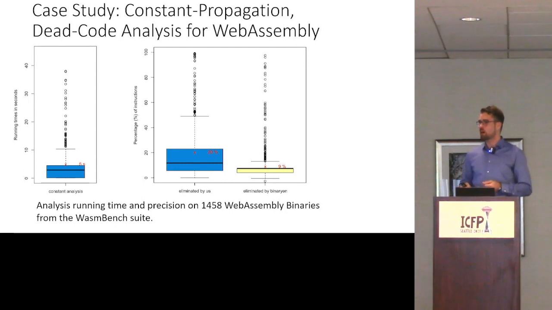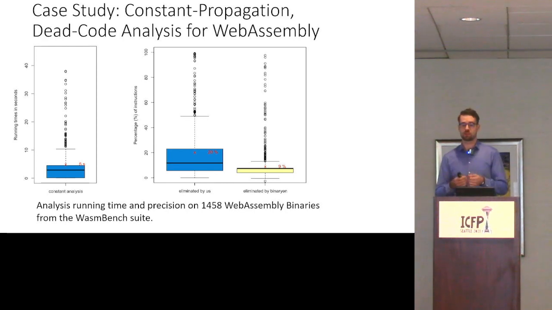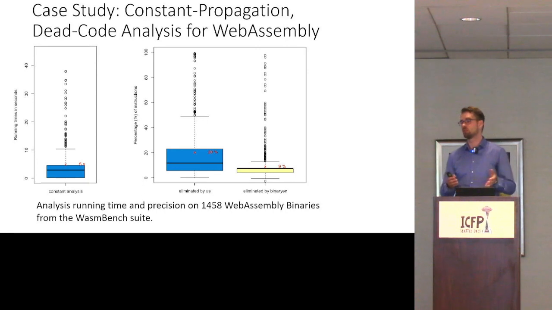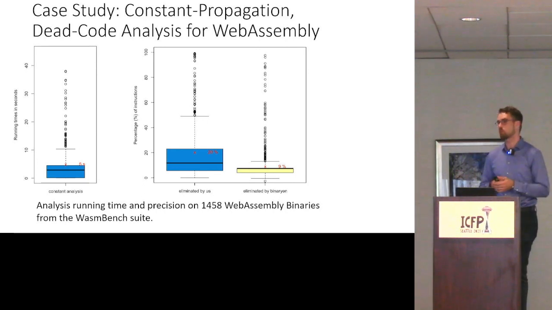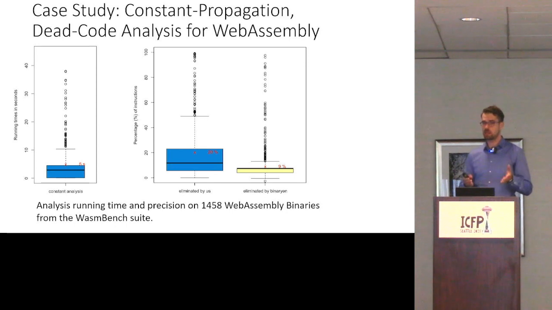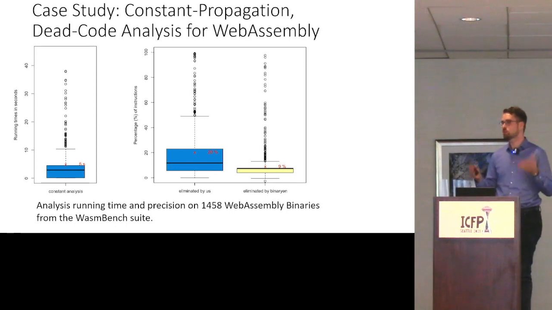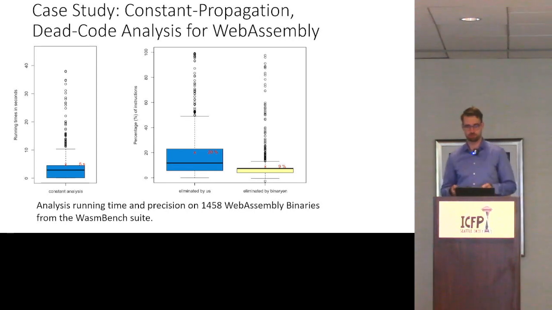The right graph shows the precision of the analysis, namely the percentage of instructions which are surely dead and can be eliminated from the WebAssembly binaries. And for this, our analysis was able to eliminate 20% of the instructions on average, which is more than the industry-leading tool Binaryen, which was only able to eliminate 9% of the instructions. So this case study shows that the combinators are precise and performant enough to yield useful results for real-world programs.